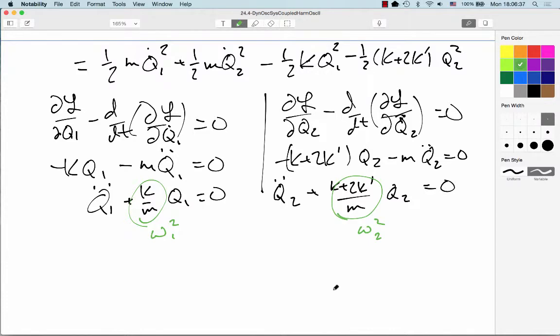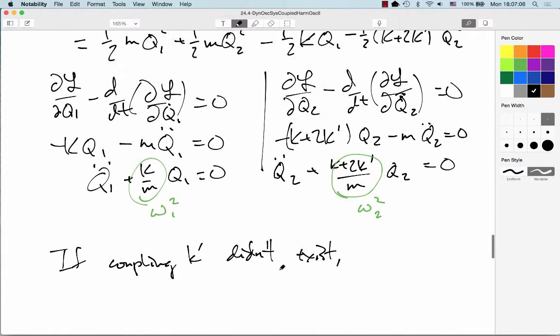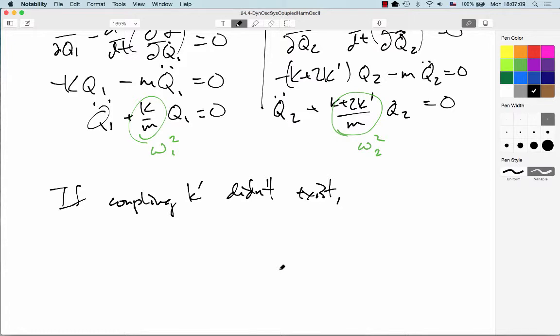Now, here's an important note. You run into this a lot in quantum mechanics. If you've taken modern physics already, you will have already seen this. So let's say that our coupling K prime didn't exist. Then you just have two masses on springs that you let roll. You would have omega 1 squared equals omega 2 squared.